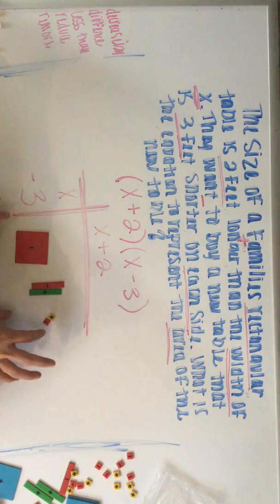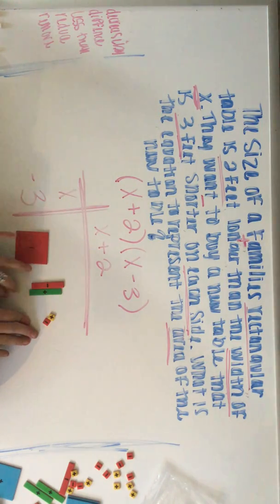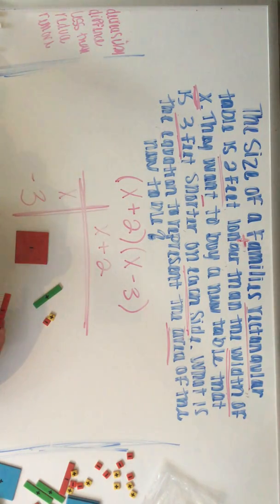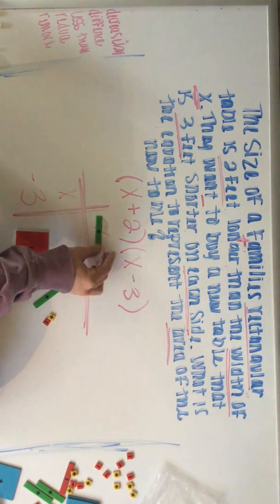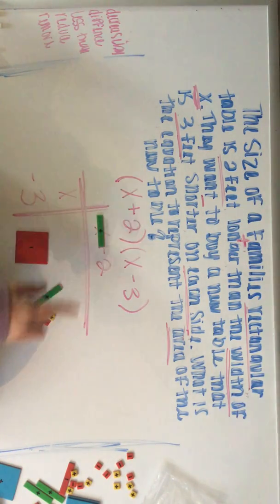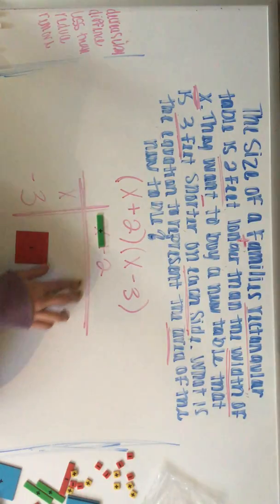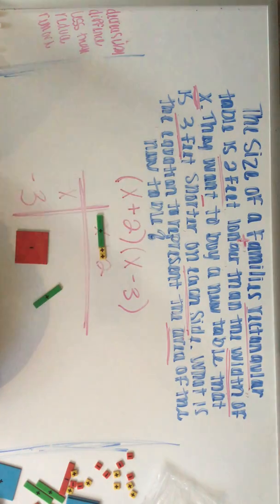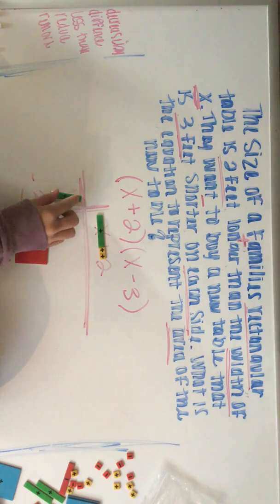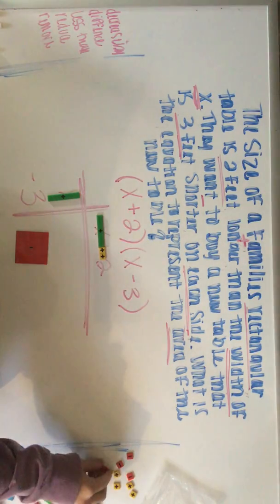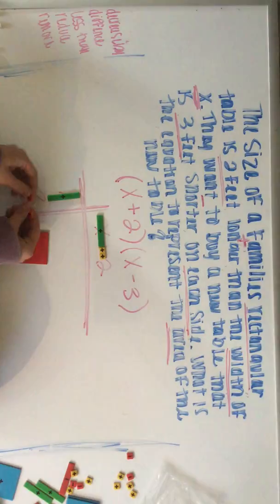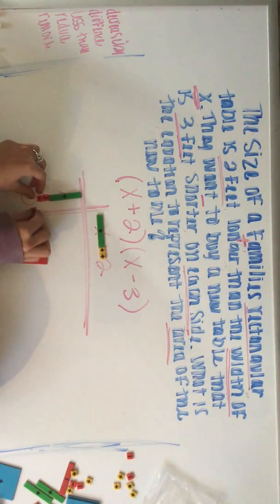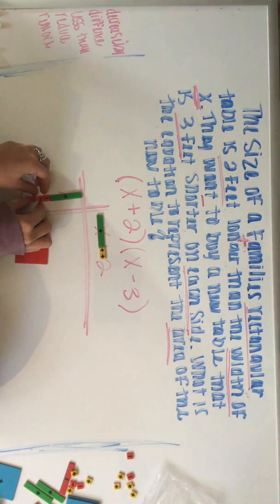So let's fill out our factors with our algebra tiles so we know what that looks like. So here we have 1x, positive x, plus 2, so positive 2, right? And then we have 1x, positive x, minus 3, or negative 3. So we're going to put our little negative tiles here to represent that.